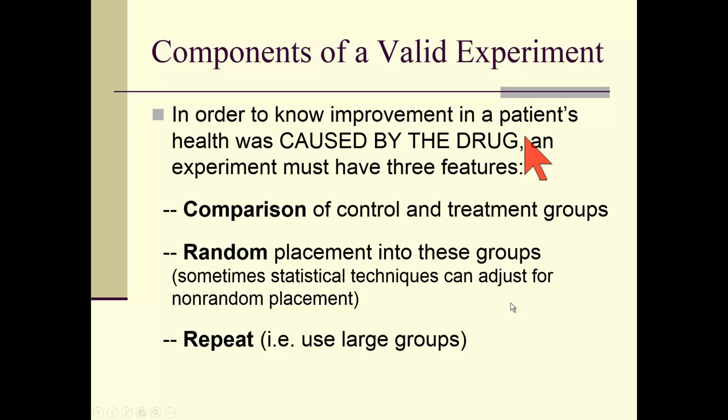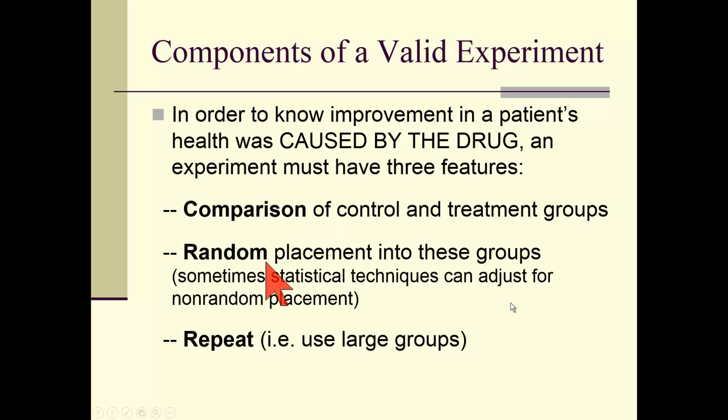If you want to show that, at least 3 features have to be present in your experiment, all of which have already come up in our discussion. One is that you need a basis for comparison. So you do need control groups and treatment groups. The control group gets the placebo, the treatment group gets the actual medication or whatever effect is being applied.